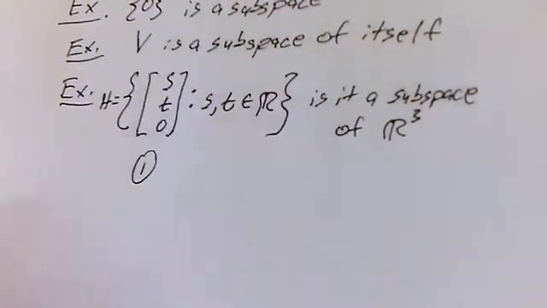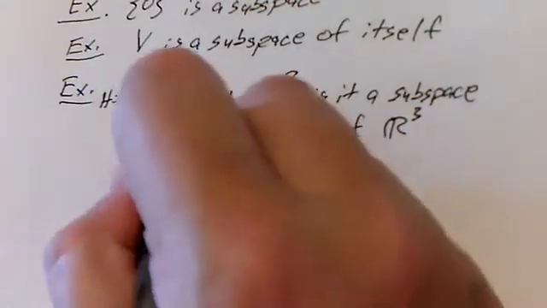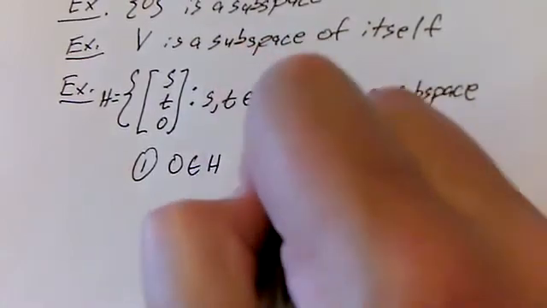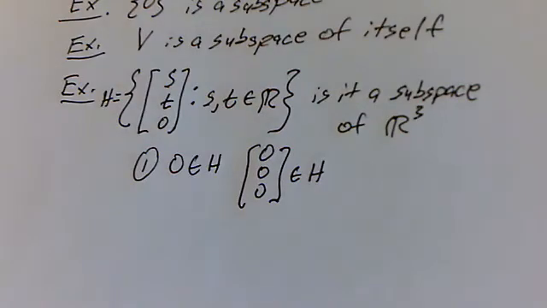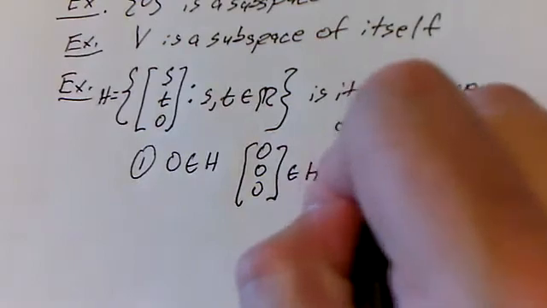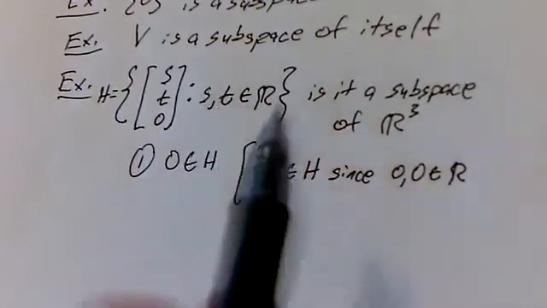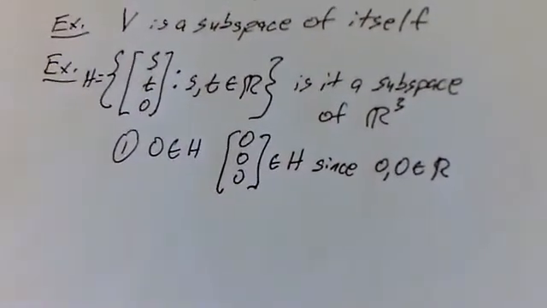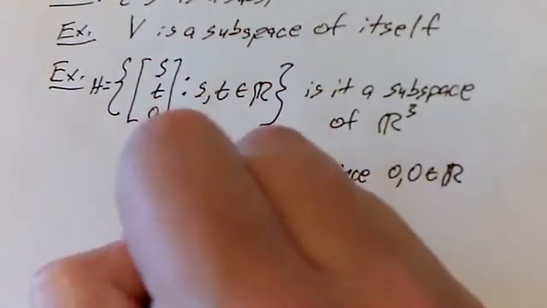So let's go through the criteria one at a time. These are clearly in R3. These are R3 vectors. They have 3 coordinates. So the first condition is that 0 needs to be an element of H. Well, 0, 0, 0 is an element of H, since 0 and 0 are elements of the reals, because I need S and T to be real numbers. So they're clearly real numbers.